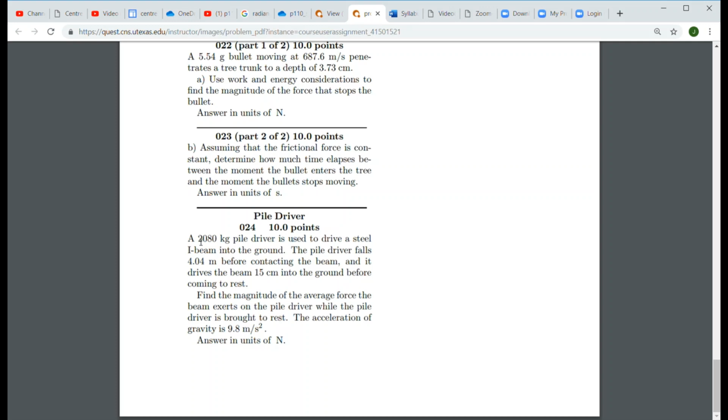And so the only unknown in that problem should be the unknown force of the beam on the pile driver. In this case, we're just asked for the magnitude, so we don't really care about which direction it is, but in any case, put that in newtons.